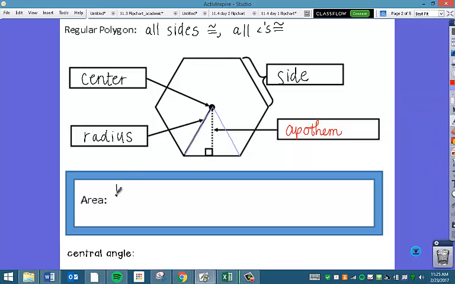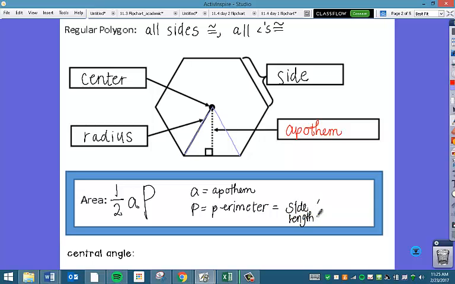The special formula for finding the area of a regular polygon, for finding the area of this whole entire shape, is that we are going to multiply 1/2 times the apothem times the perimeter. So A in this formula stands for apothem, the length of your apothem. P stands for the perimeter. And how do you find the perimeter? Perimeter is when you add up all of the sides. So you could take the length of the side and multiply it by the number of sides of your polygon.